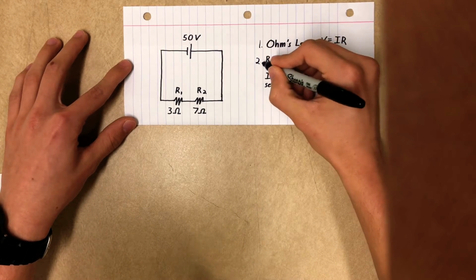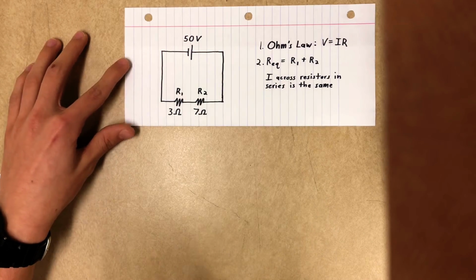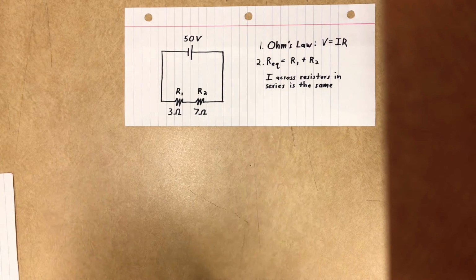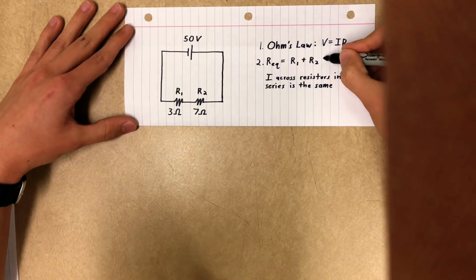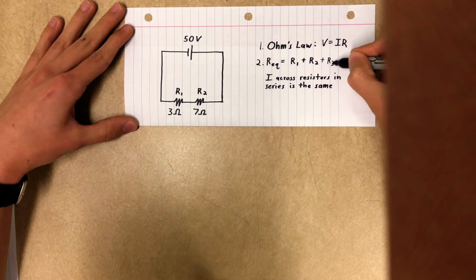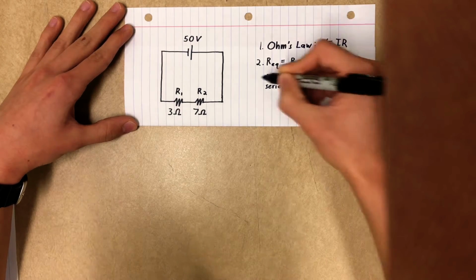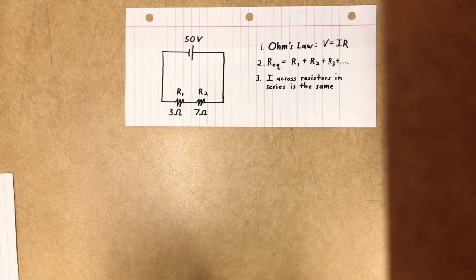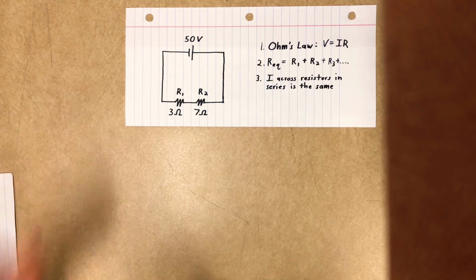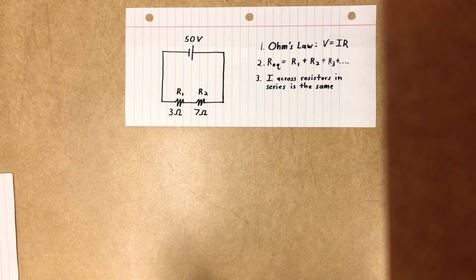Secondly, you need to know that the equivalent resistance of resistors in series is equal to the sum of each of the resistors. So in this case, it's just R1 plus R2, but if you have more, it would be plus R3 and so on. Lastly, you need to know that the current across resistors in series is equal. So our current across R1 and R2 will be the same.